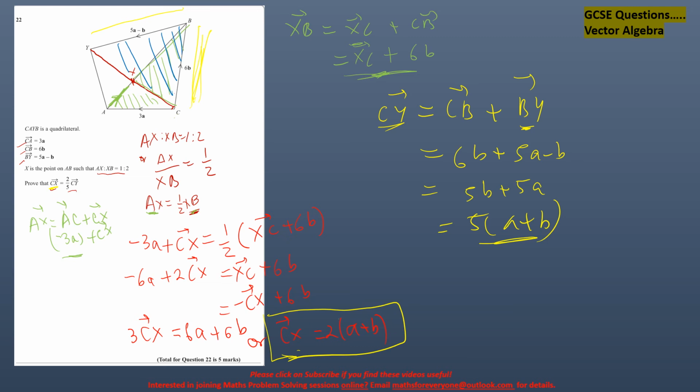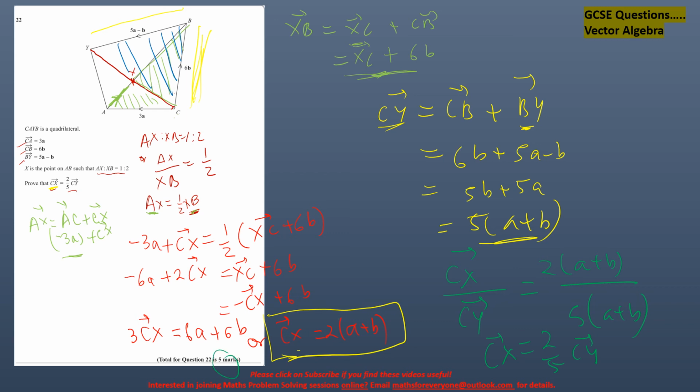So now if I divide one by the other, I get CX on CY equals twice A plus B divided by 5 times A plus B, and that is 2 by 5 CX on CY. So that is how we are going to do this, and I think that will give us 5 marks. That is written here. So hope this helps you.